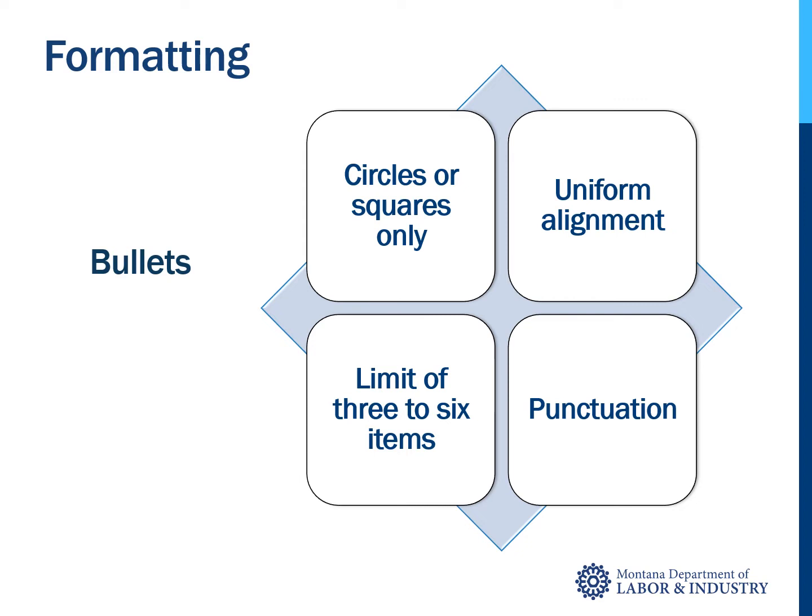Bullets should be reserved for 3 to 6 items. You can put 2, but 3 is better. Anything less than 6 is acceptable. If you break bullets into columns, try making them even, so 2 columns of 3 items each or something like that.